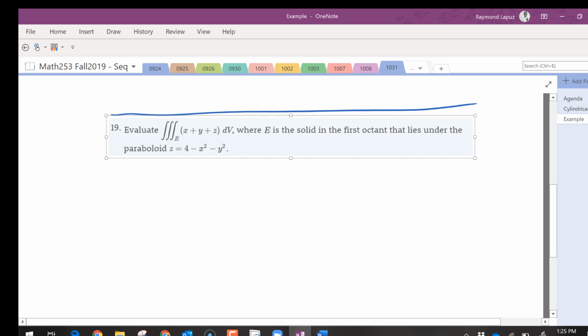So evaluate the triple integral of x plus y plus z. We're going to need to change that into its appropriate substitutions, where E is a solid in the first octant that lies under the paraboloid. I think this paraboloid is upside down and raised up 4 units. I need more information about the paraboloid, like maybe where it hits the xy plane.